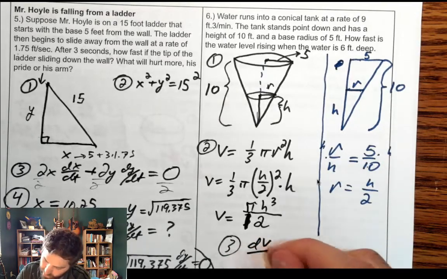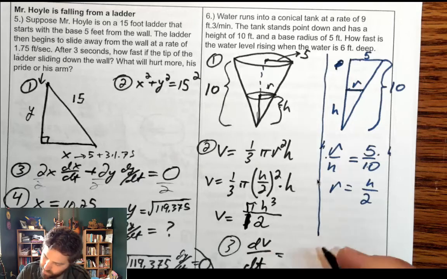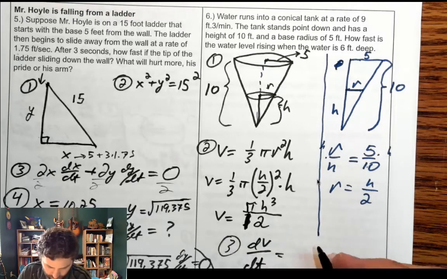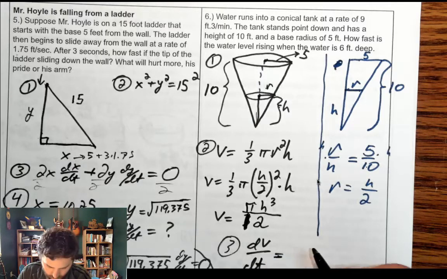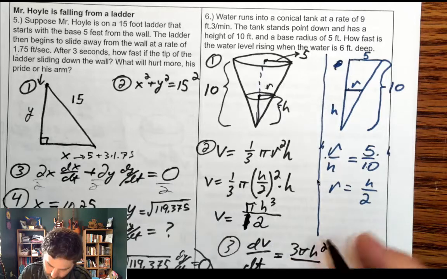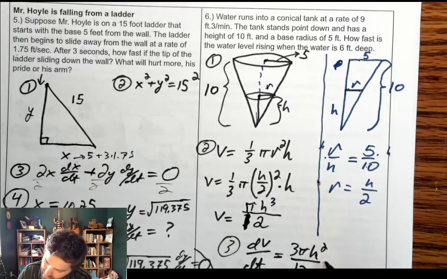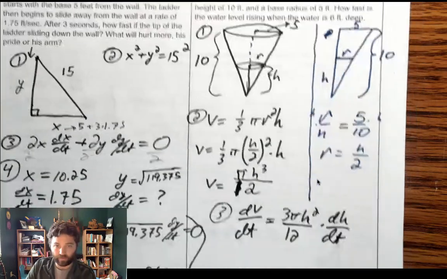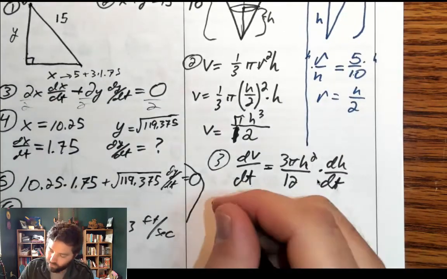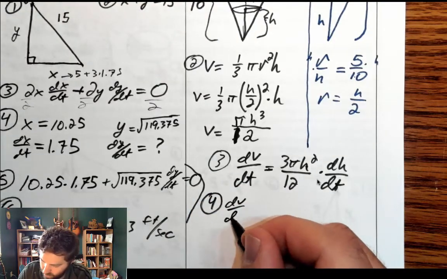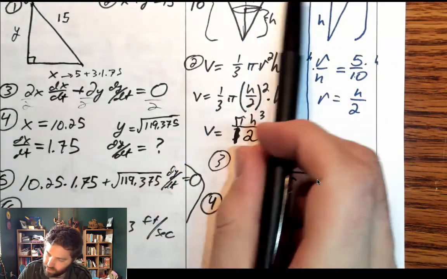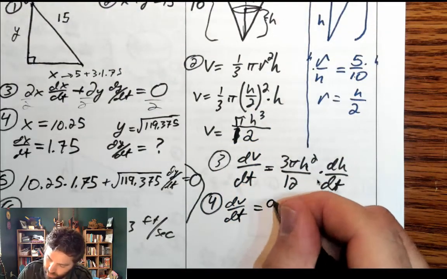So I'll get dV/dt is equal to 3 pi H squared over 12 times dH/dt. Okay, so I've taken the derivative. Now step 4, write down everything that I know. So I know that dV/dt, that's given. dV/dt is 9 cubic feet per minute, so 9.